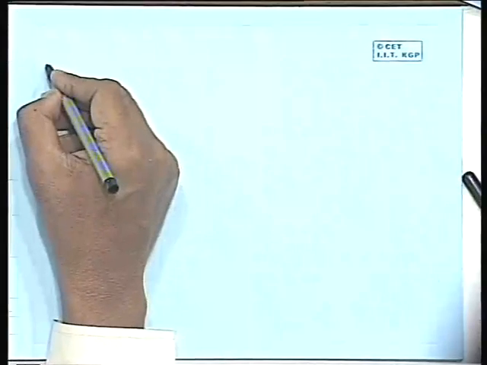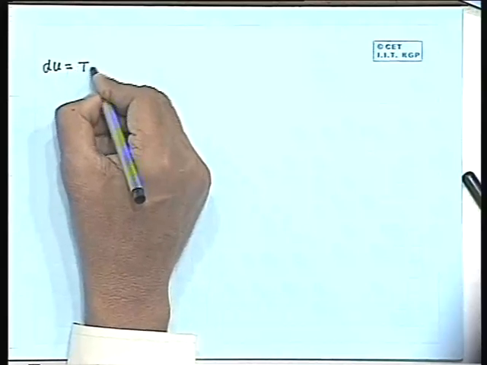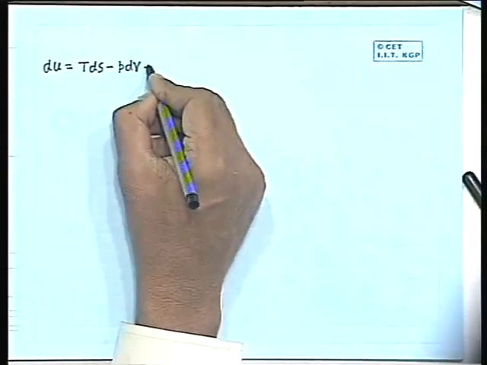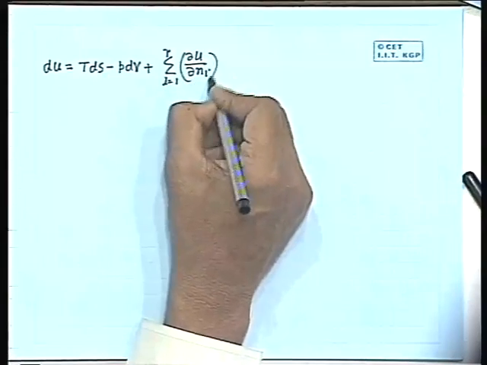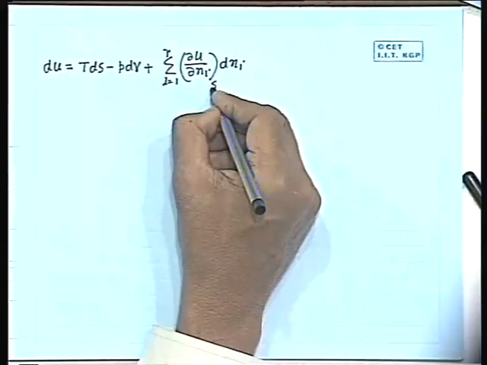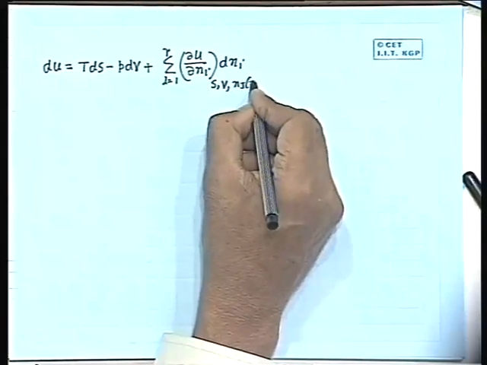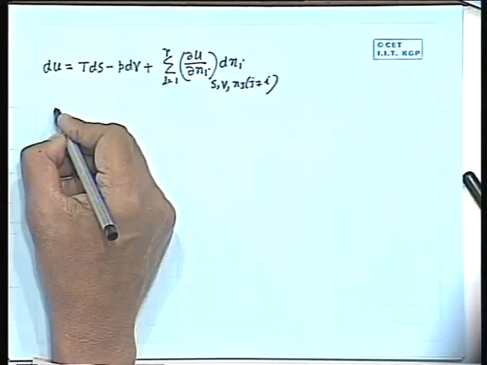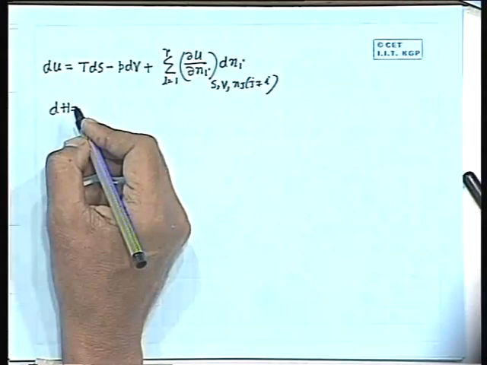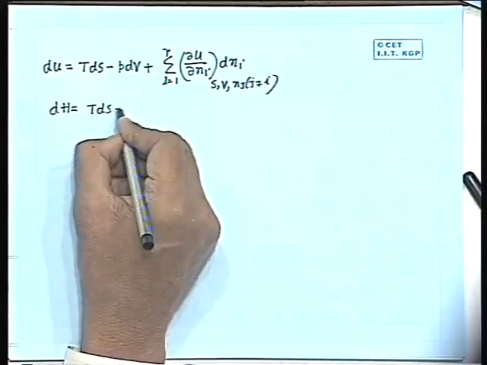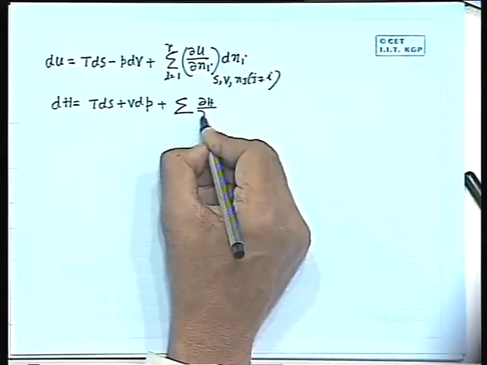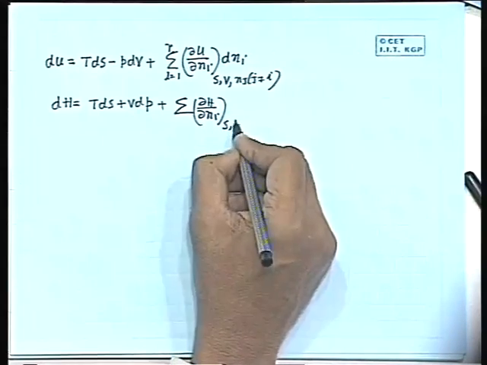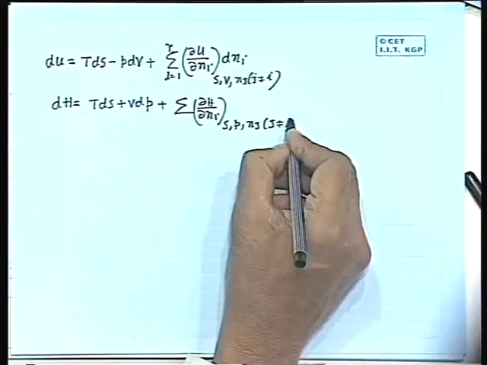Let us write first U here. dU is equal to TdS minus PdV plus sigma i equals 1 to R del U del n_i dn_i, where S, V and n_j, j not equal to i are held constant. Similarly for H we got dH, which is TdS plus VdP, plus sigma del H del n_i at S, P and n_j, j not equal to i, dn_i.